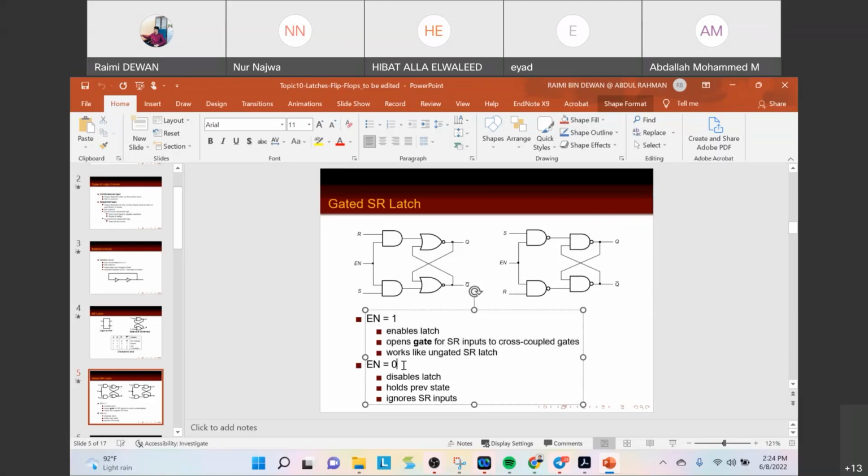If you have the enable assigned with value 0, the latch operation is disabled. It will not perform the latch operations. At this stage, it holds the previous state. So if the previous state is 0, it will be 0. If the previous state is 1, it will be 1. And at this condition, because it doesn't perform latch operation, it will ignore whatever input that we have, meaning don't care.